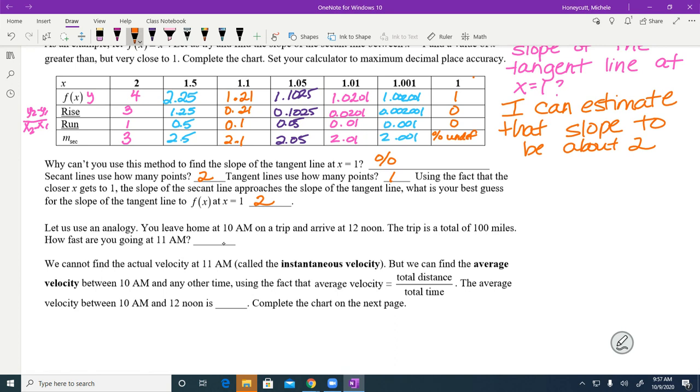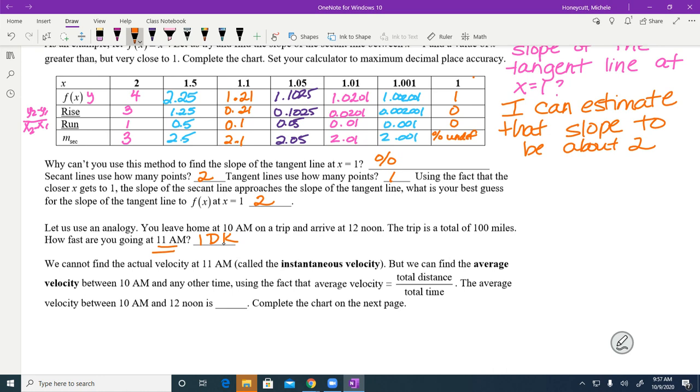All right, let's use an analogy. Let's say you leave home at 10 a.m. on a trip and arrive at 12 noon. The trip is a total of 100 miles. How fast are you going at exactly 11 a.m.? I have no idea. I don't know. IDK. Do you guys still write IDK for I don't know? I don't know because I don't know what I was doing at 11 a.m.